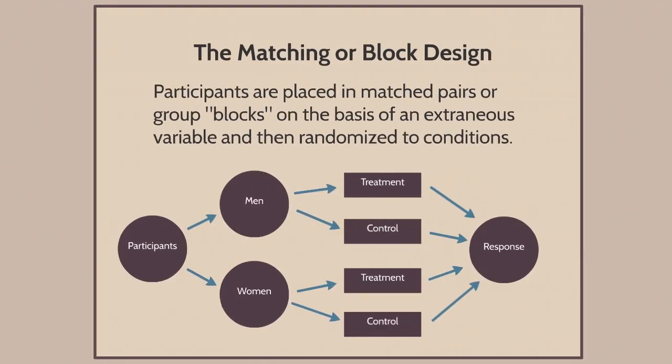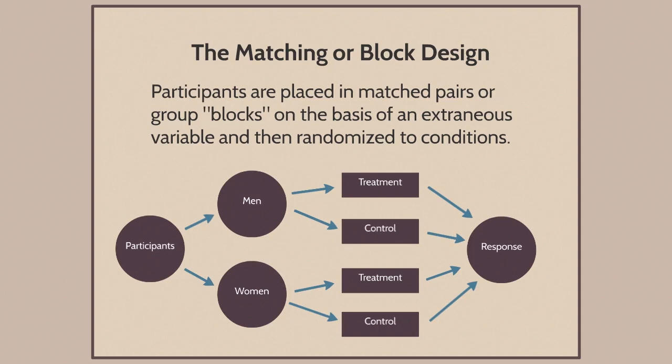Another design is a matching or block design. Now what we do here is we control one of the extraneous variables. We control by splitting up on that extraneous variable or dividing on that extraneous variable and then randomize to conditions. So in this case, I have a sample, and I think that maybe gender might be related to the response. So if I think gender is related to the response, that's an extraneous variable. Well, guess what I can do?